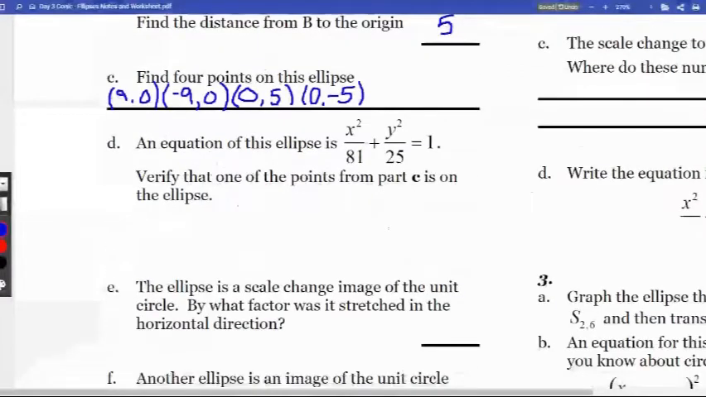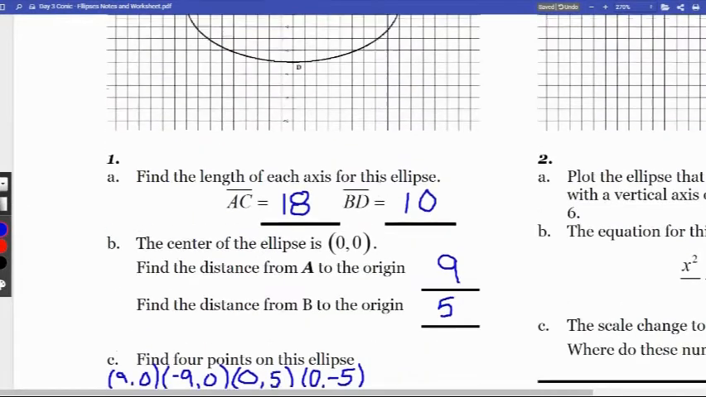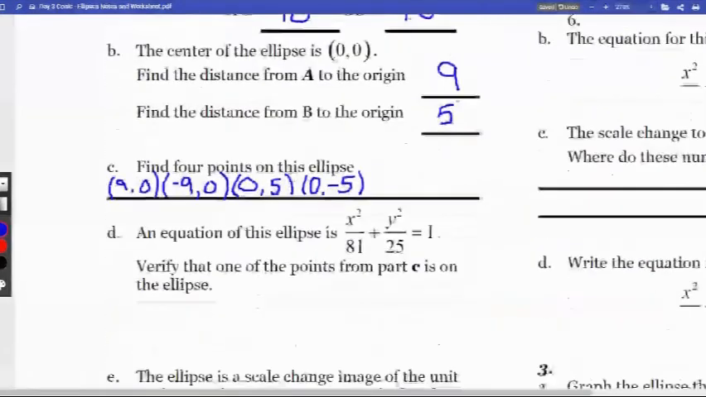So this is an equation for this ellipse, the one that we've been looking at. And as you look at these numbers, x squared over 81, you might have a guess as to where that 81 is coming from, plus y squared over 25. And if you thought you knew where the 81 came from, you probably know where the 25 comes from as well. We'll get to that in just a moment.